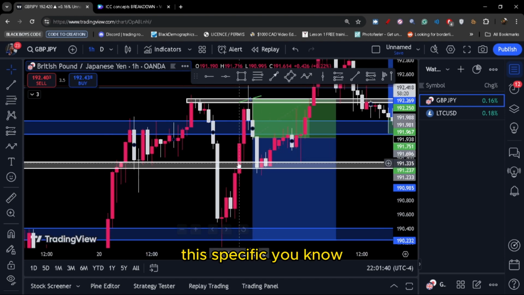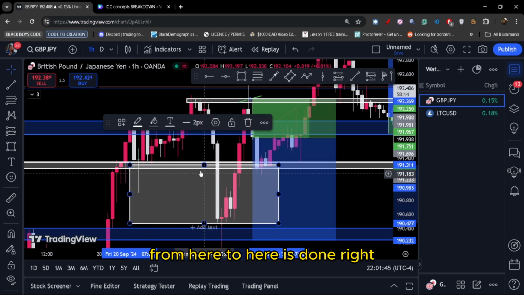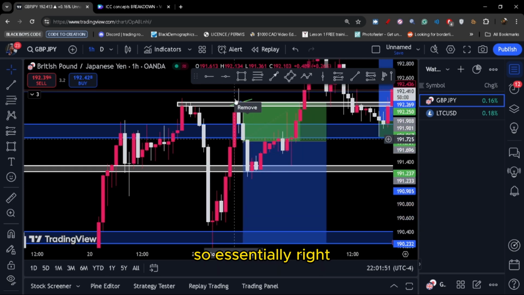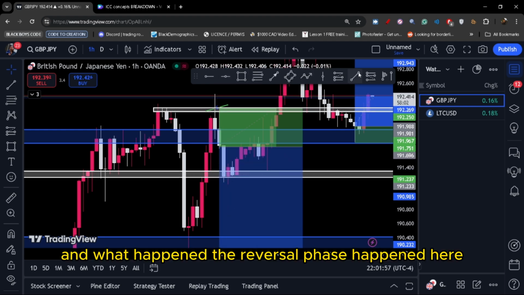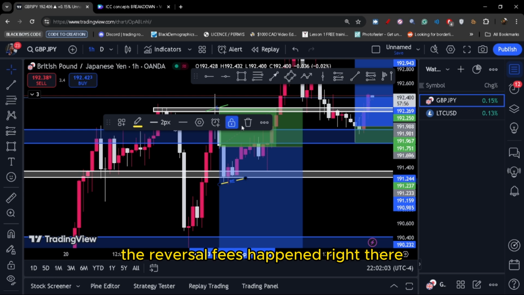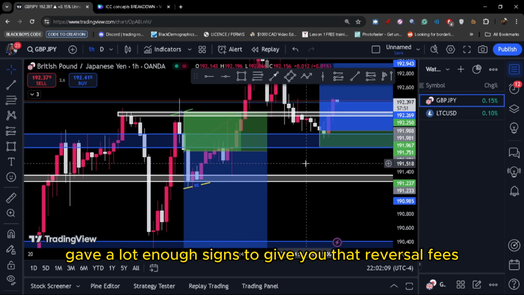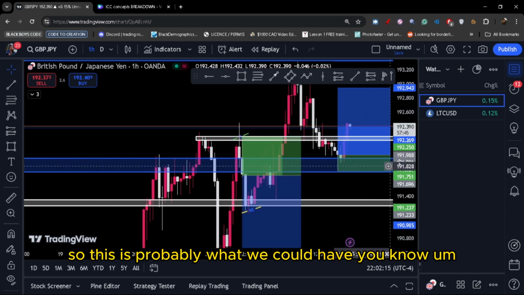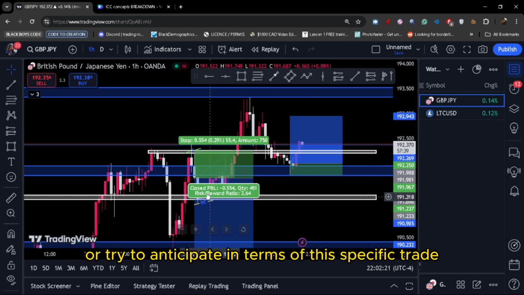This specific small sell trend here, from here to here, is done, right? And we're looking to now reverse to the upside, right? So essentially, this phase here, which is the continuation phase, stopped and ended here. And what happened? The reversal phase happened right there. And as you can see, price gave enough signs to give it that reversal phase. And boom, price gave a shooting star right there, and then price shot up, right? So this was probably what we could have tried to see or anticipate in terms of this specific trade.